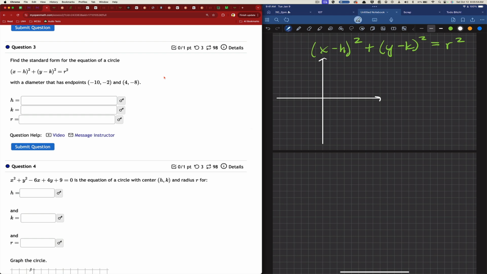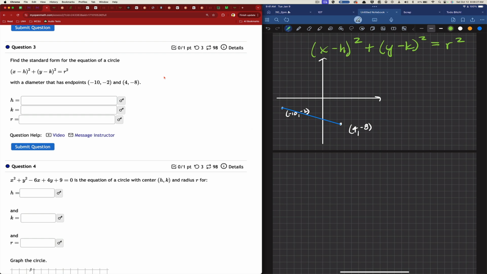I have a point at -10, -2, so that's all the way to the left on my little diagram, down a little bit. So this is -10, -2. And then I have another point at 4, which is maybe half-ish that distance, and -8. So I'm down here, maybe like this, 4, -8. Okay, so I have this chord that has these endpoints. Hopefully I did that poorly. There we go. And that's the diameter of a circle.